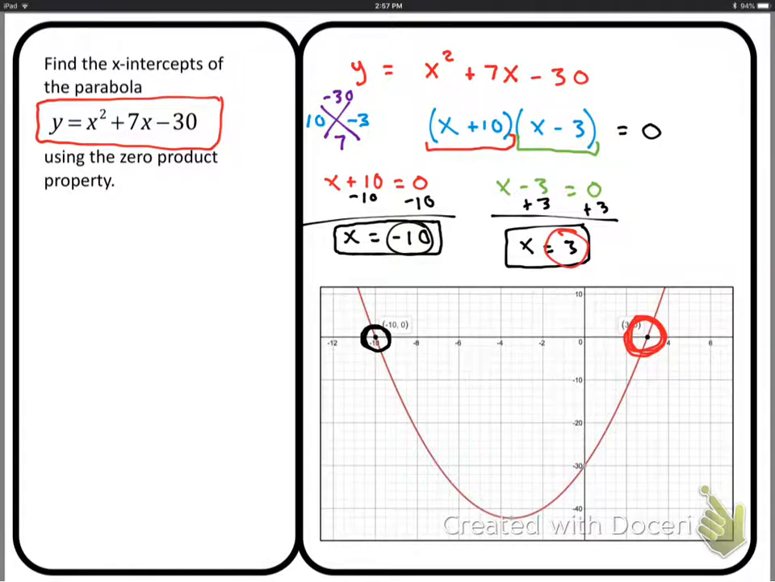What we need to take away from the zero product property is that when we factor our quadratic, we get our parentheses, set them equal to 0, and solve. So we got x equals negative 10 and x equals 3. That gives us the x-intercepts of the parabola we're working with. That's an x-intercept, and that's an x-intercept, as evidenced by the graph. And that's it.